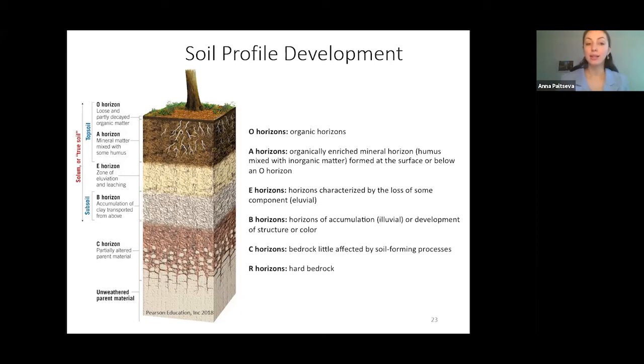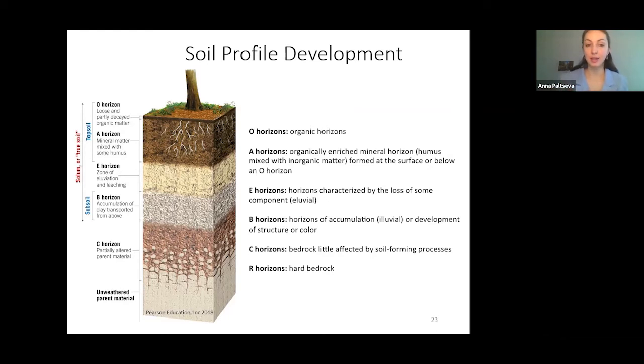The A horizon is an organically rich mineral horizon. It has lots of broken down minerals, what we would consider as dirt, as soil, but also there will be some organic matter because roots grow in this A horizon, and they break down and help to form this layer.